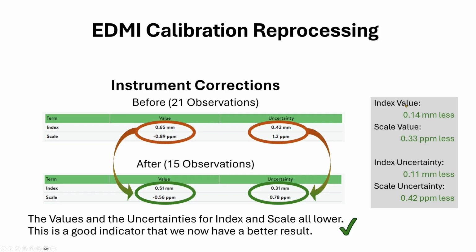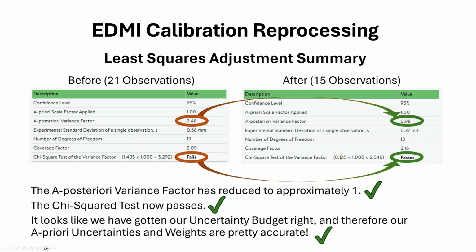Index value changes by 0.14 millimeters less. Scale value is 0.33 parts per million less. Index uncertainty is 0.11 millimeters less. Scale uncertainty 0.42 parts per million less. So basically everything tightens up in our instrument corrections. So that's a pretty good indicator that we now have a better result.